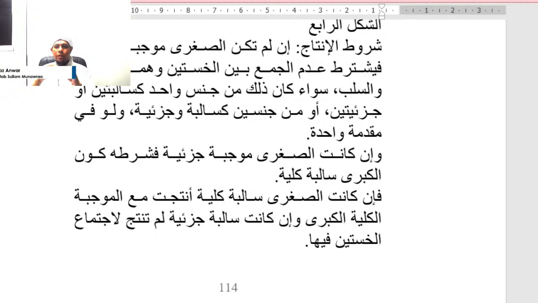So here we have examples. The first example, if the minor premise is mujiba juz'iyya, then the major premise is saliba kulliyya. If the minor premise is saliba kulliyya, then the major premise must be mujiba kulliyya.